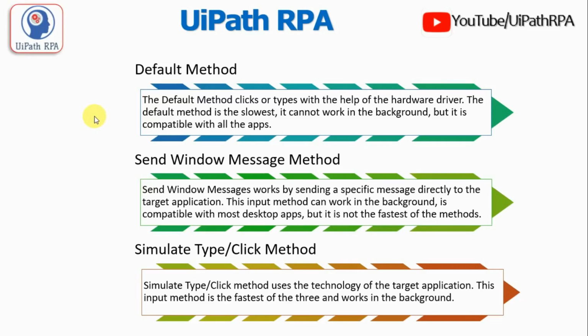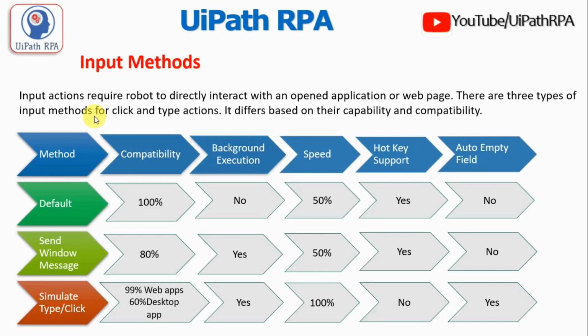The third is the simulate type click method. This method uses the technology of the target application. This input method is the fastest of the three and works in the background. It means this is the best method we can use. One by one I will show you with examples so that you can understand the use of all these methods. So let's start with the UI part.